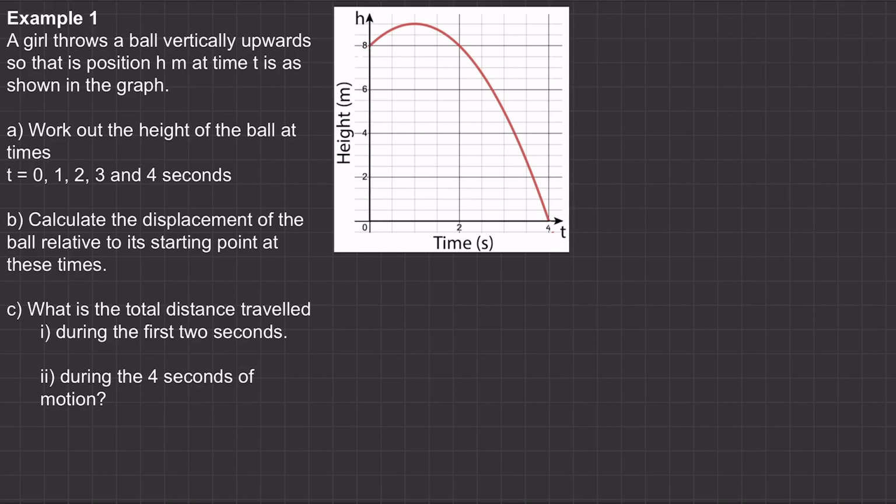Hi, so in this video, we're going to look at how we model motion using displacement and time. In particular, how displacement is different from distance.